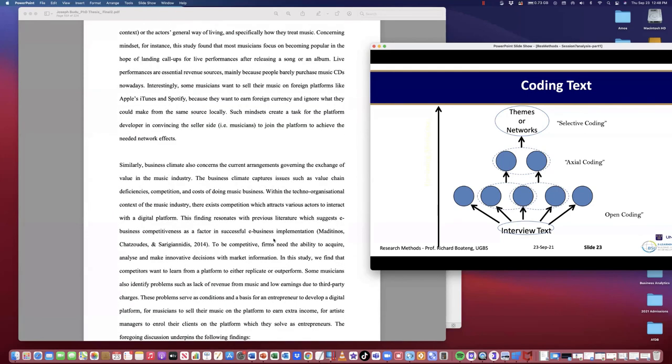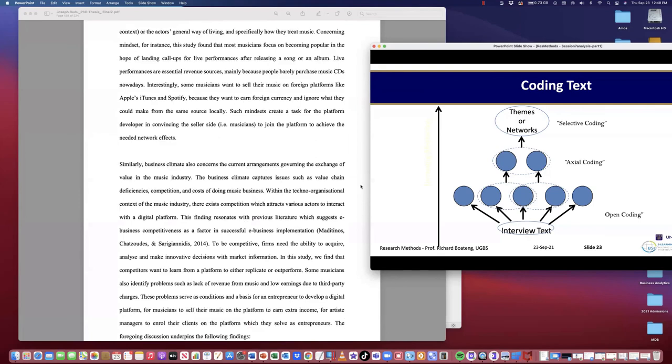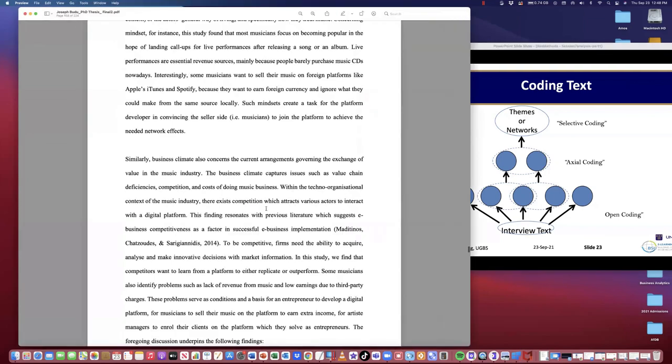Okay. So look at what it says here. The business climate also cons. Please, can you see? Or should I make it bigger? We can see. Okay, so let's read here.